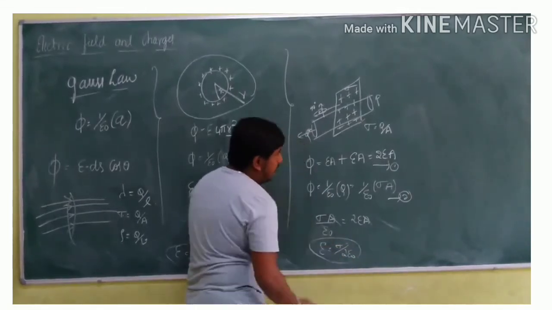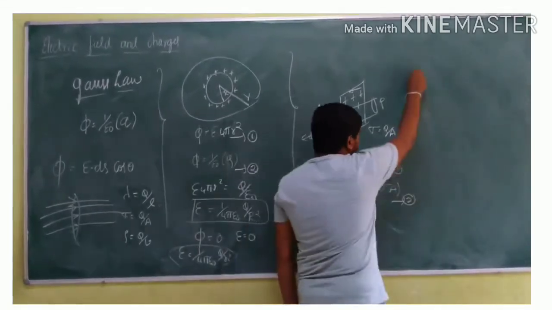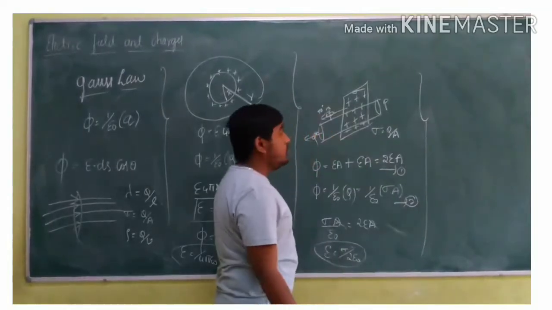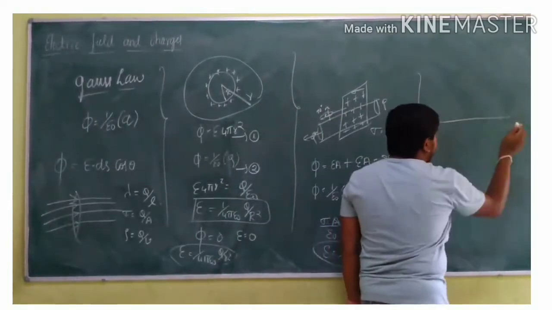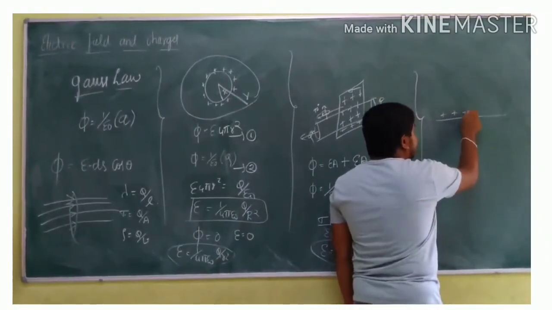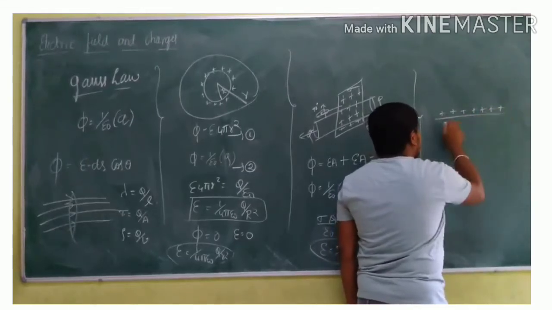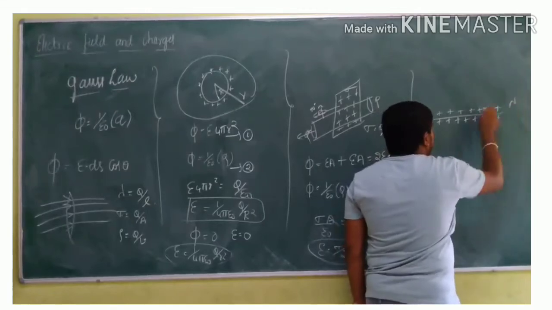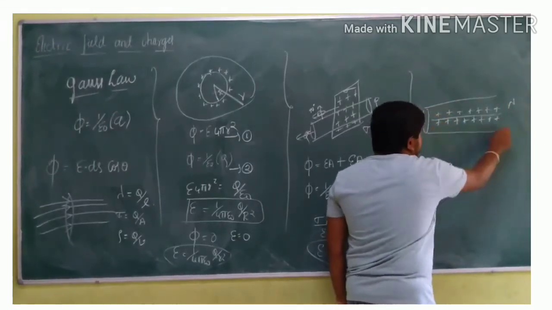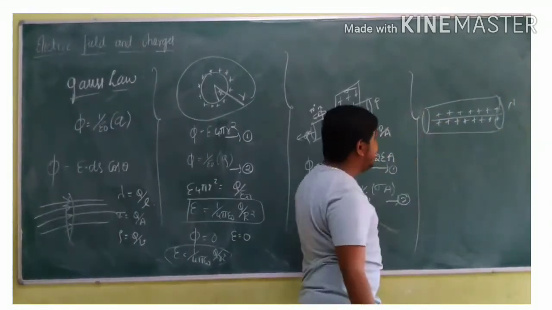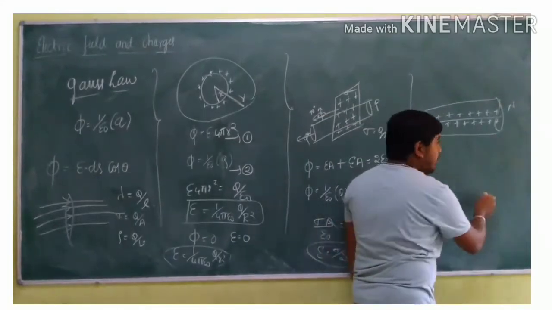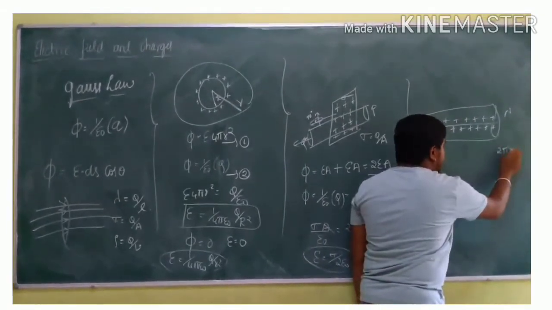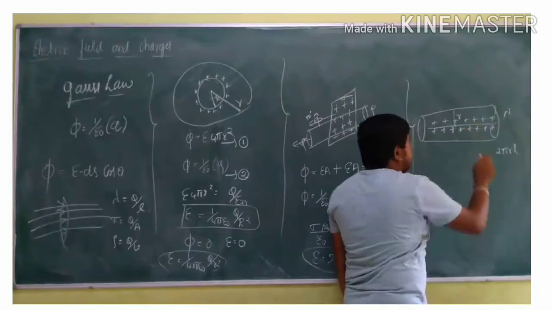And one more derivation is electric field due to a thin wire. This is the final one. Let us take a uniformly charged wire having the linear charge density lambda. Let lambda be the linear charge density. Let us take the Gaussian cylinder. Its area is given by the formula 2 pi r into L. So let r be the radius of the cylinder.